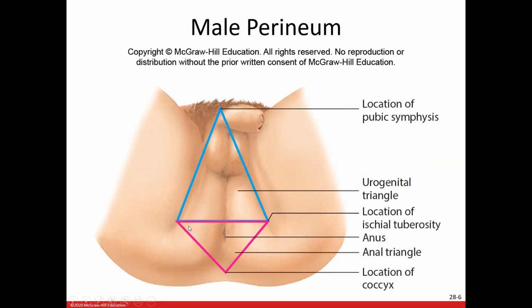Then the second part of the perineum is the anal triangle, which runs from that ischial tuberosity on both pelvic bones all the way to the coccyx of the spinal column, and includes the anus.